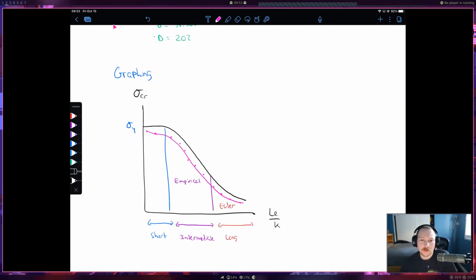And just as another note, once we go to the lab, the loading that we're going to have is going to depend on the length of the column. Depending on the actual physical length, because we can already determine beforehand whether it's a short, intermediate, or long column, because we have the equation for that. Just take the length divided by k, the radius of gyration.